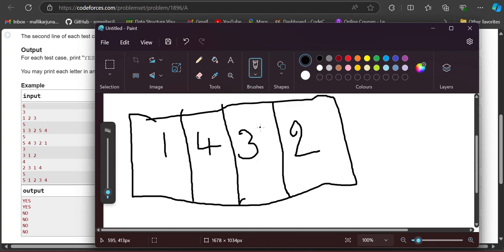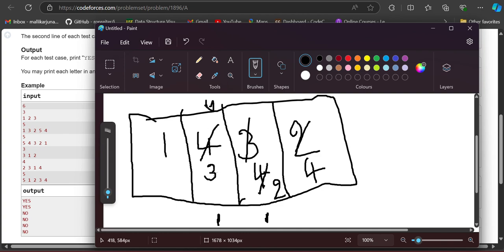Imagine that this is an array and we have to start from this index. So check 1 is less than 4, right? And 4 is greater than 3, right? So swap it. So 3 and 4. And increment here. 3 is less than 4. 4 is greater than 2. So swap it. So 2 and 4. Now we have 1, 3, 2, 4. It's not in sorted order. Perform the operation again.